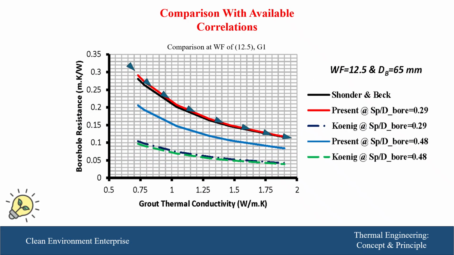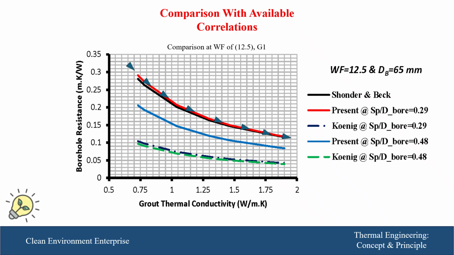Here we have WF equal to 12.5, where we have DB equal to 65 millimeter. Again, Schonder and the present model showed the higher value, and they are very close to each other, and the minimum value was obtained by the Koenig equation, and the present correlation and Koenig correlation showed variation depending on the value of a geometry factor, which is SP divided by dBor.